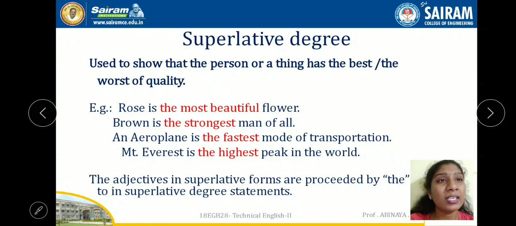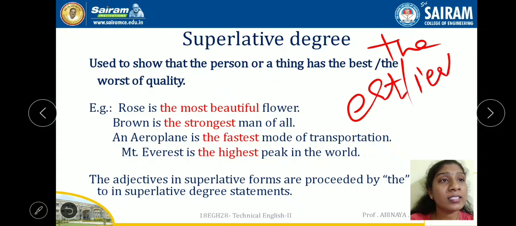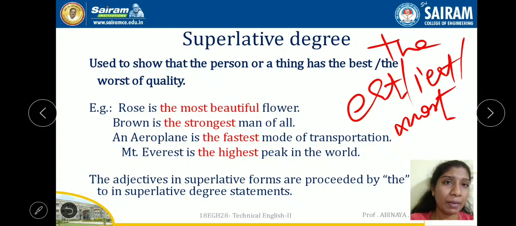Okay, the last degree is the superlative degree, used to show that a person or a thing has the best or the worst quality. Usually the superlative degree comes with the. Okay, the before the word, and the superlative form of adjective comes with est or iest or most, right? Okay, so here see the examples.